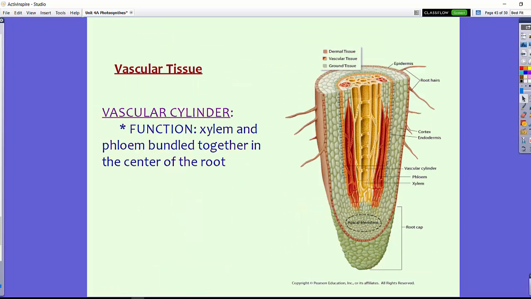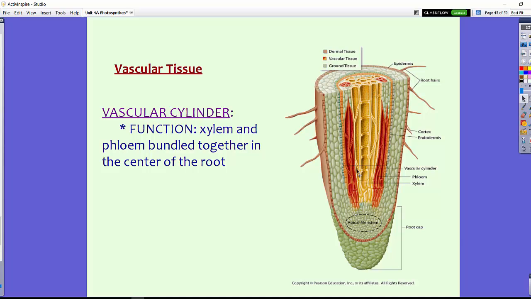The third main tissue type that's found in all plants, but specifically in the root, is the vascular tissue. And this is in the vascular cylinder, or what we've been calling in the leaves and the stems the vascular bundle. So if we flip-flop those names, they mean exactly the same thing. So in this picture of the root, the vascular tissue is the red and the yellow, and this is all that stuff that's in the center.